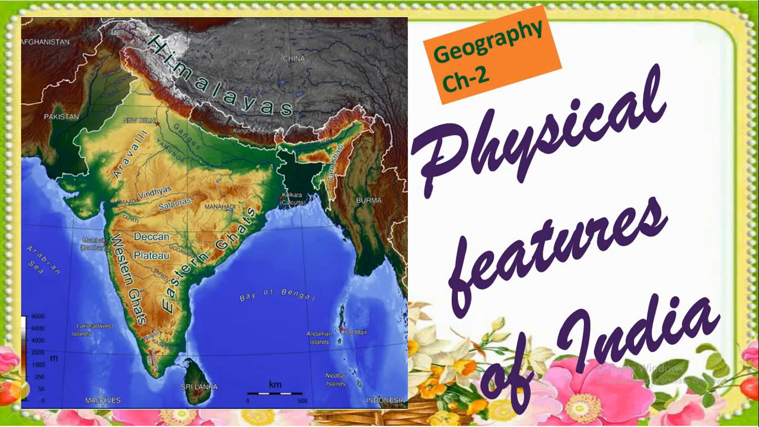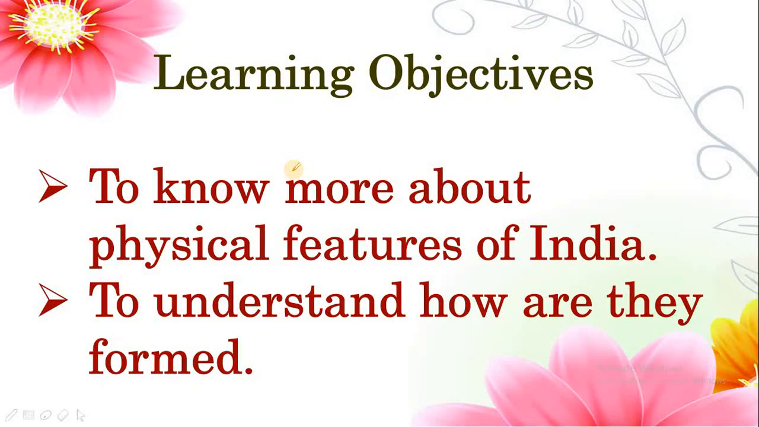I am going to start a new chapter today from Geography, Chapter 2, Physical Features of India. Here you can see in the map the Himalayas, the Aravallis, the Great Northern Plains, the Deccan Plateau, Western Ghats, Eastern Ghats. Means totally we are going to study about the physical features of India.